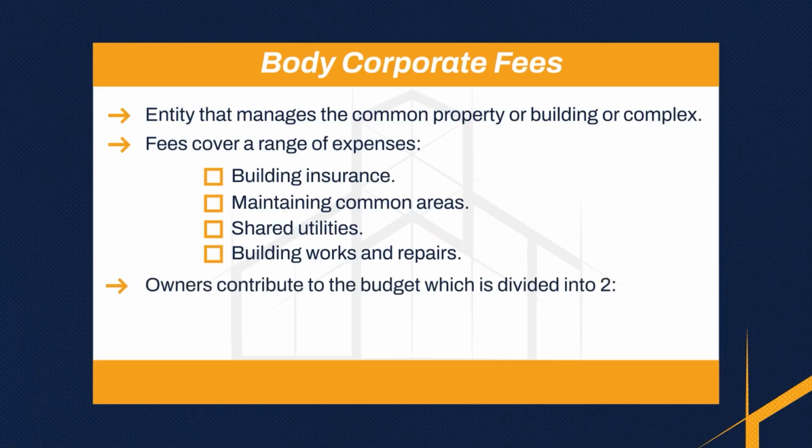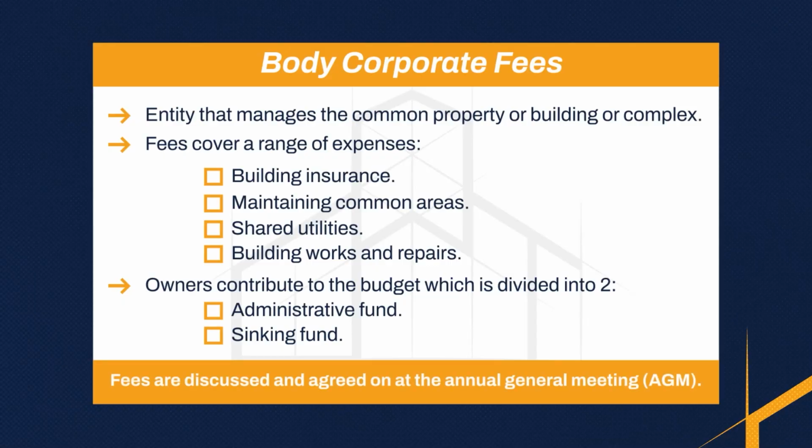Each year, the owners contribute funds that form the body corporate or strata committee budget. The budget is generally divided into two categories: an administrative fund, which mainly covers day-to-day expenses, and a sinking fund, which pays for emergencies, capital works, and irregular large-scale works. Sometimes a special levy is required if unexpected costs weren't considered when the administrative and sinking fund budgets were set.